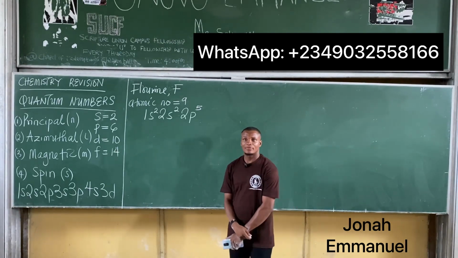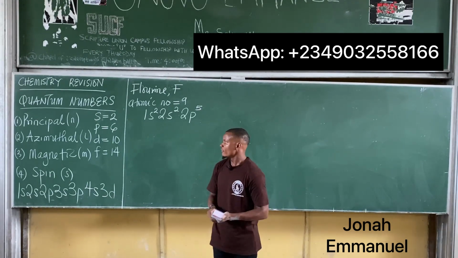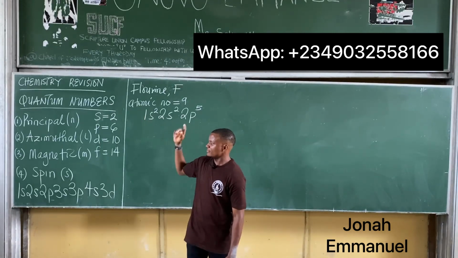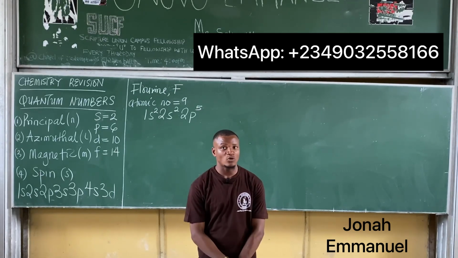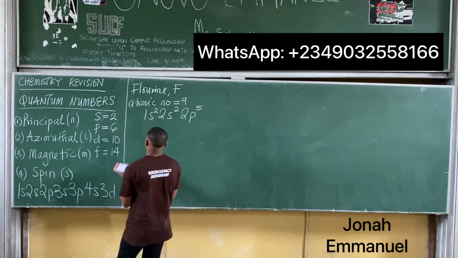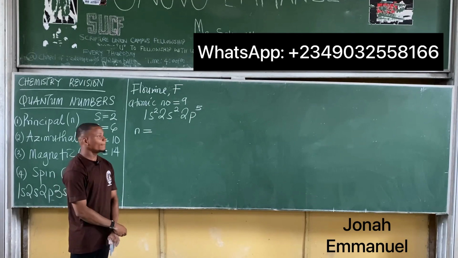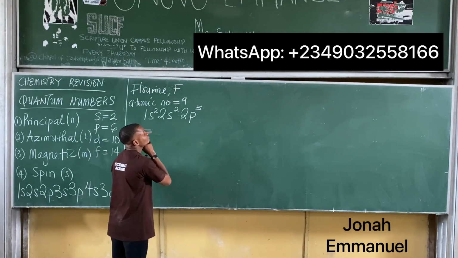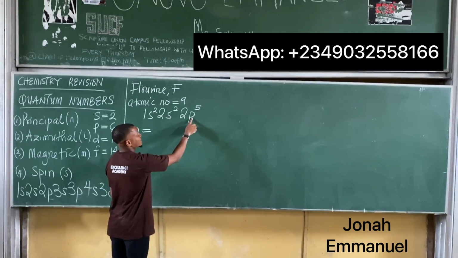Now listen, please. First things first. For the principal, azimuthal, magnetic and spin, the easiest one to get is always the principal quantum number. How? To get your principal quantum number for this one here, n is equal to, you look at the last shell or orbital. My last orbital is this one here.